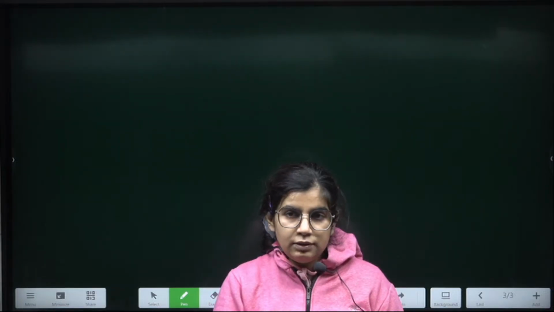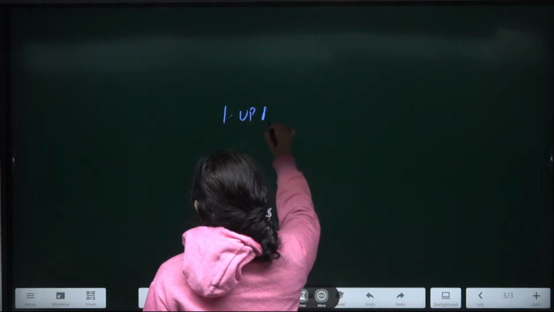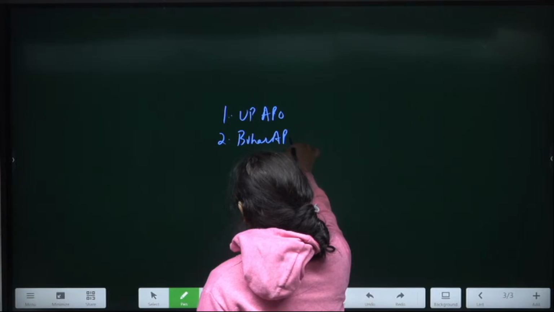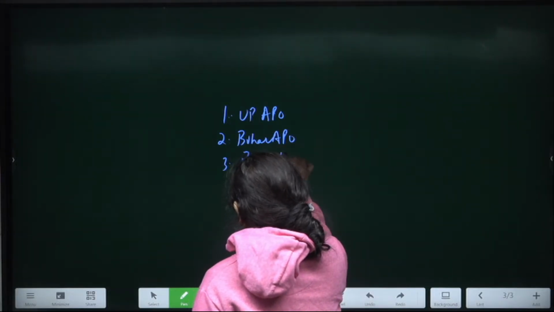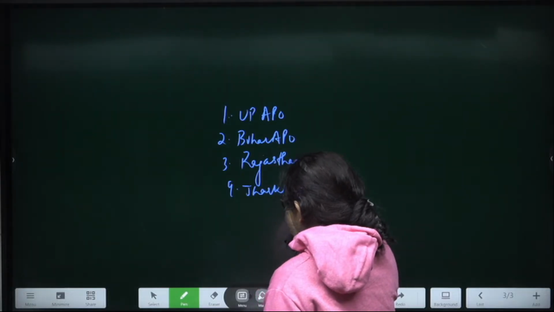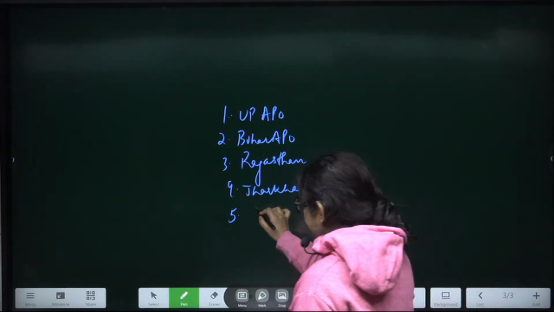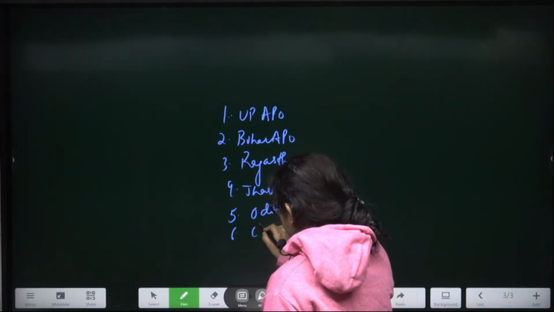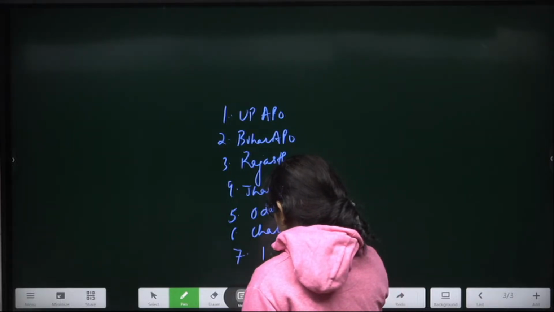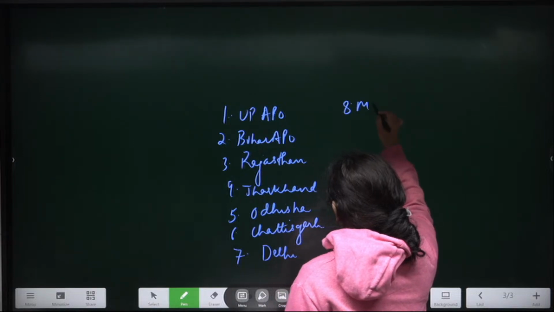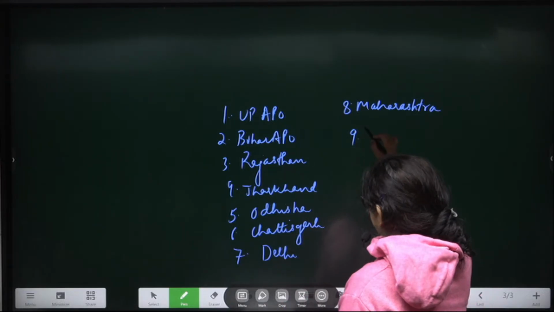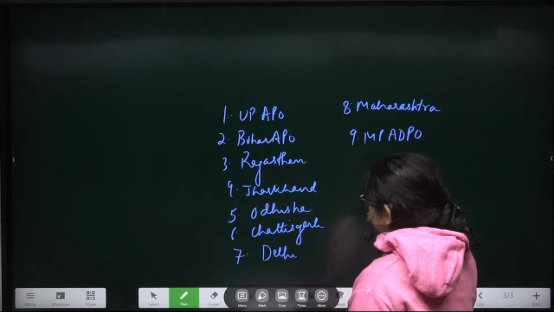First of all, we have different kinds of state exams. First is your UP APO, then we have Bihar, Rajasthan, then you have Jharkhand, then you've got Odisha, Chhattisgarh, then you have Delhi, Maharashtra, and last is your MP APO. So these are the various APO exams.